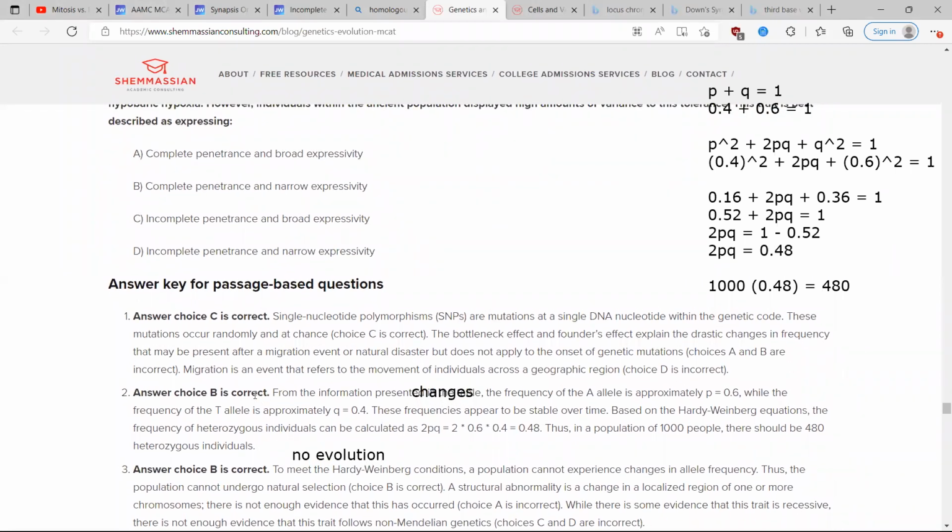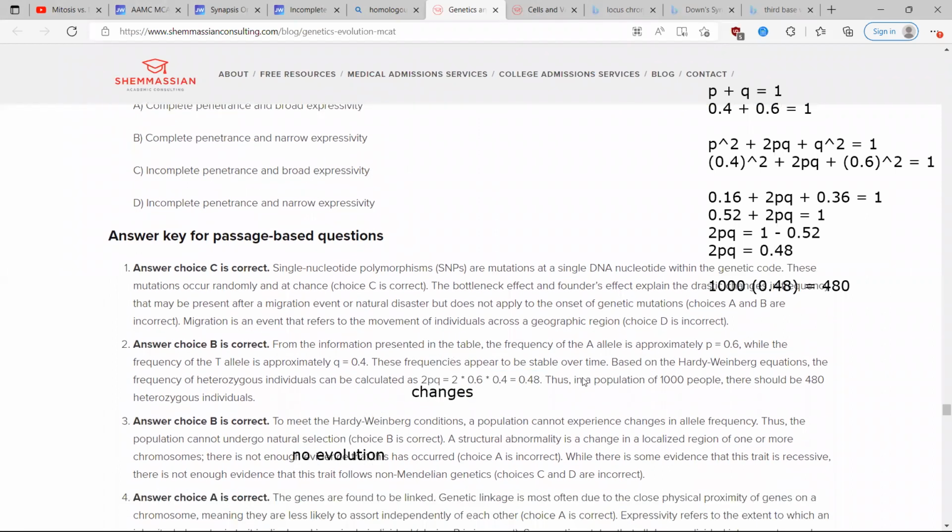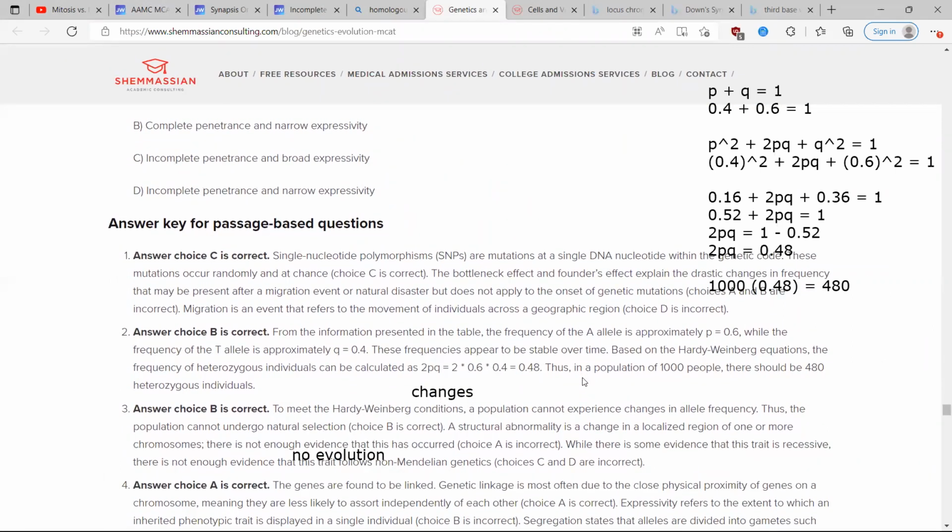Oh yeah, 2 is B. Yeah, okay, so this is calculated properly. You get the 0.48 and then you multiply it times 1000 and you get 480. Okay, so 3, B is correct.